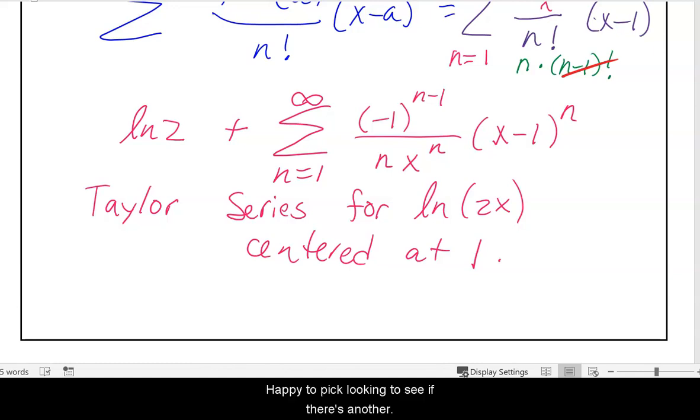I am happy to pick. I'm looking to see if there's another. That one's a little bit tricky getting it into series form because there's this leading term that is never going to fit the pattern, so you have to pull it off. Let's see what else did I do.